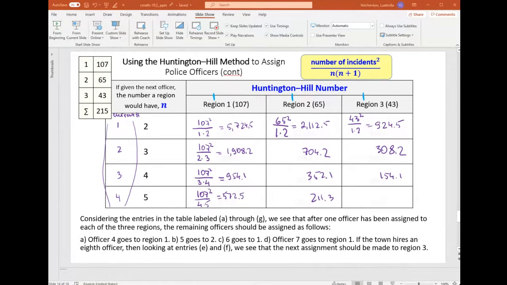Okay, so the 3 representatives are already assigned. The question is who gets the 4th representative? And we choose the region with the greatest HH number. Where is the greatest HH number in the table? So that is the question.